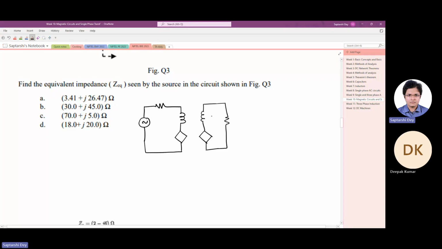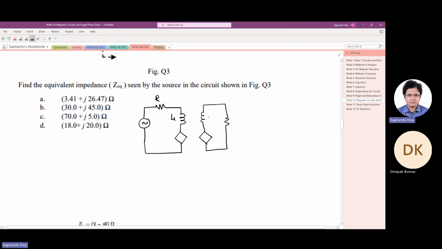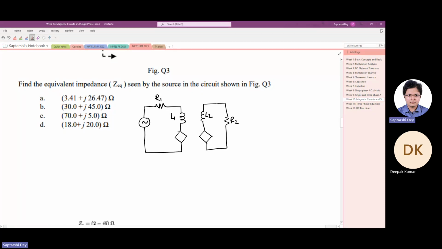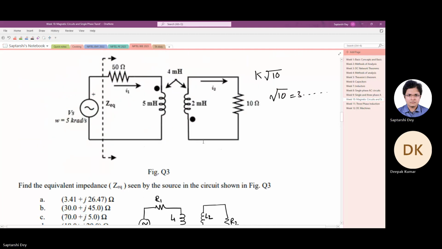Like this. Okay. So this is R, this is L1, this is L2, this is R1 I am writing, say. We already know the values of L1, L2, I am just writing. Now, the question is how to write the polarity of these dependent voltage sources and their values. That would depend on the coupling.